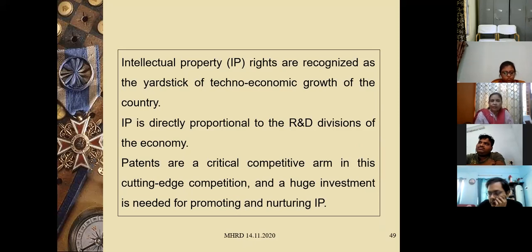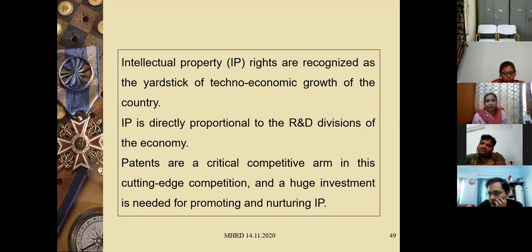Now, why do we need protection of intellectual property rights? Because if you have invented something, you have discovered something, and that is the product of your intellect, it has to be protected, and it has to be exploited for the beneficial use of the common man. Therefore it gains importance in protecting, and it is also recognized as one scale for assessing the economic growth of the country.